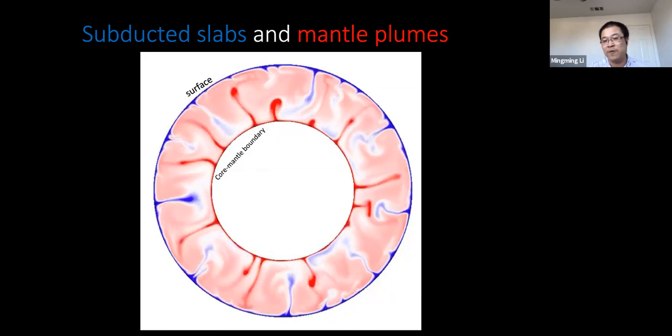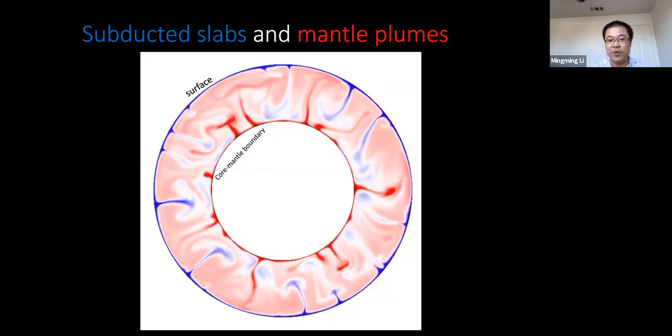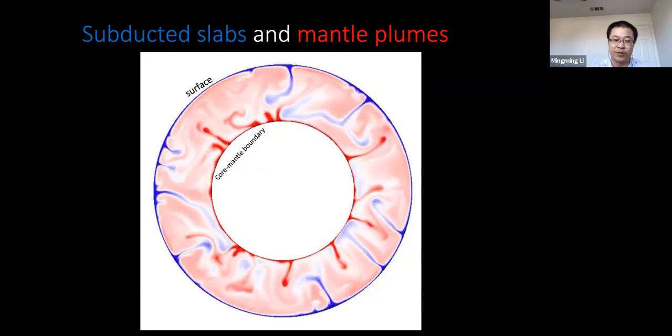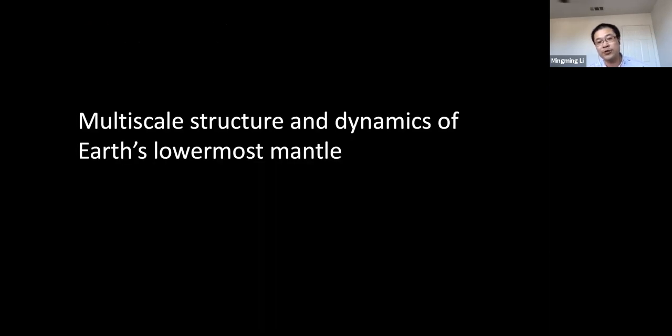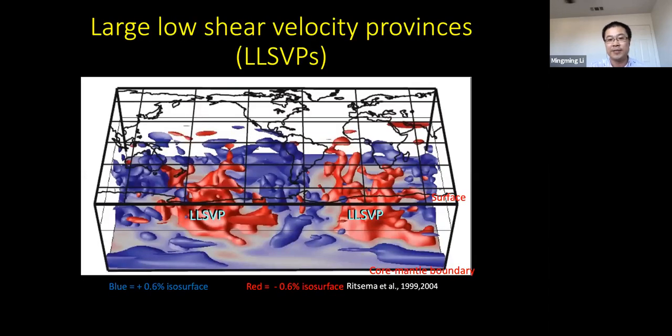One focus of my study is to understand the dynamics of subducted slabs and mantle plumes, and also their interactions with each other. Next, I want to show some examples of my past and current research, which is understanding the multi-scale structure and dynamics of Earth's mantle. Particularly, I want to focus on Earth's lowermost mantle because it may be the most interesting and most complex part of the mantle. This slide shows an image of a global seismic tomography model, from the surface to the core-mantle boundary, the bottom of the mantle.